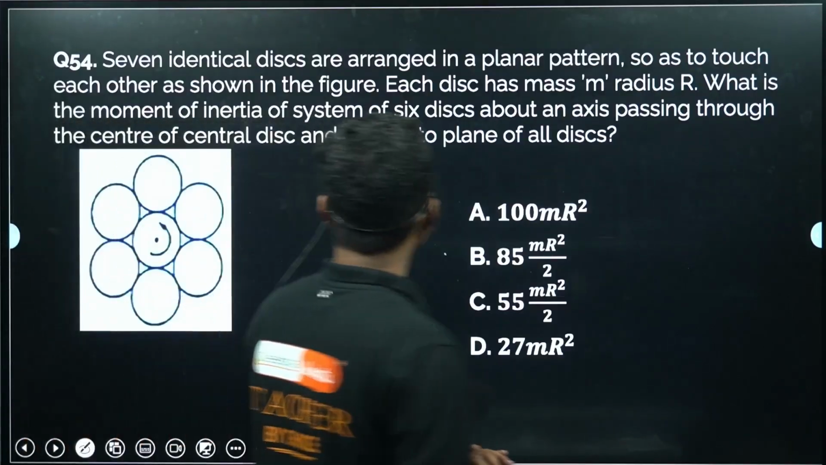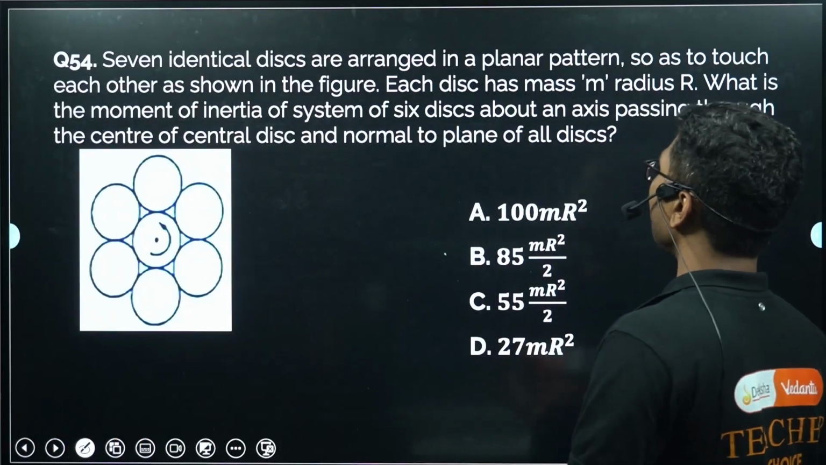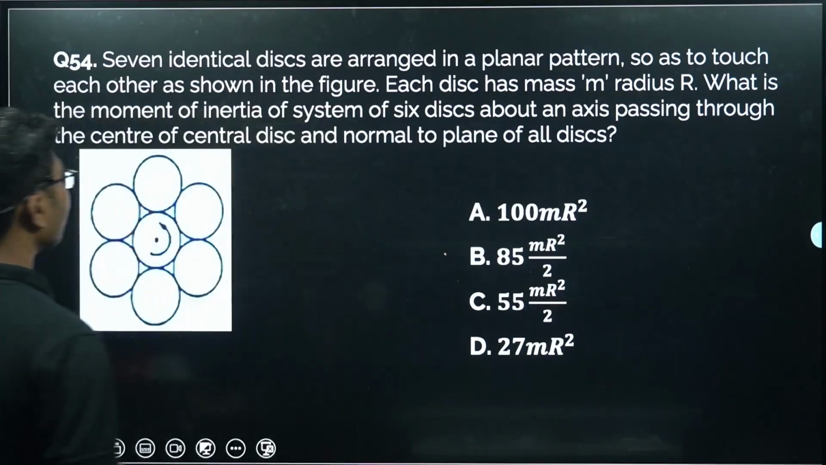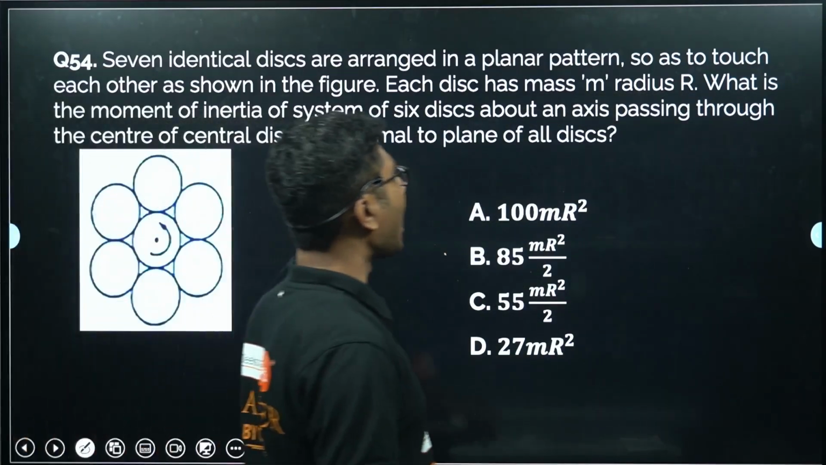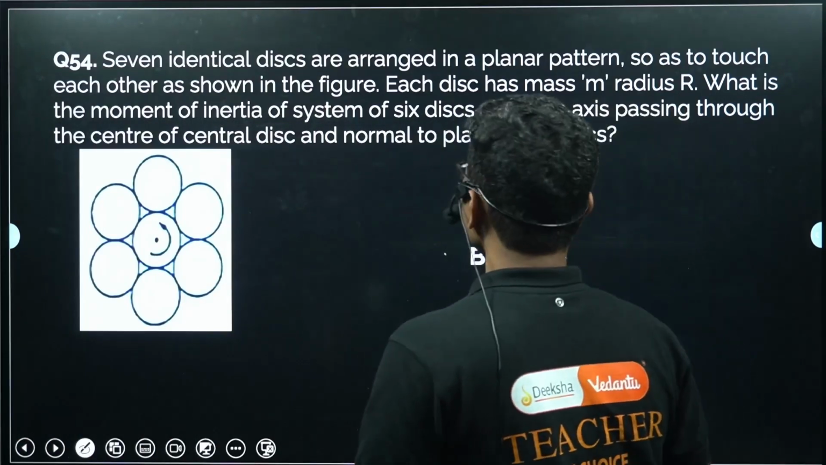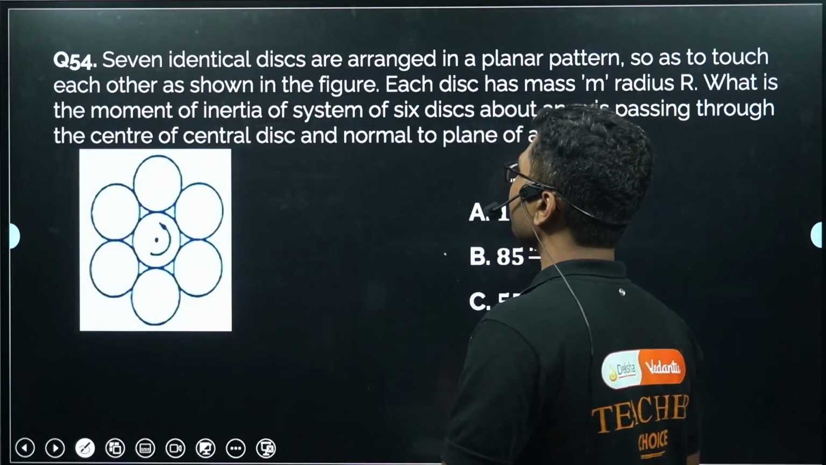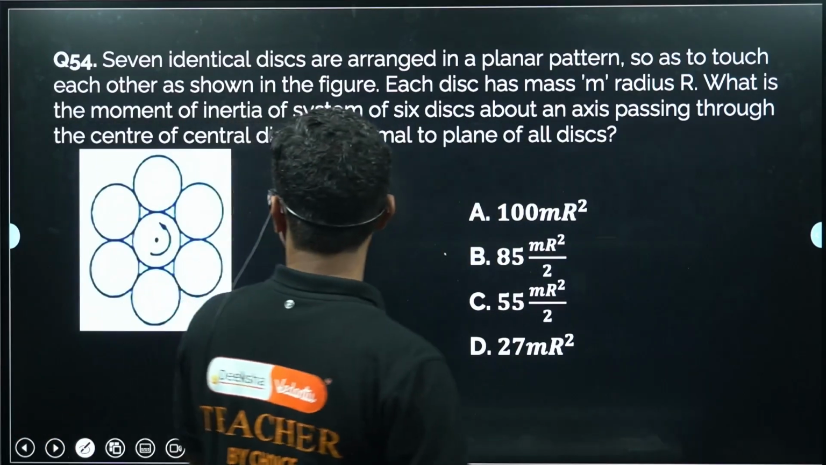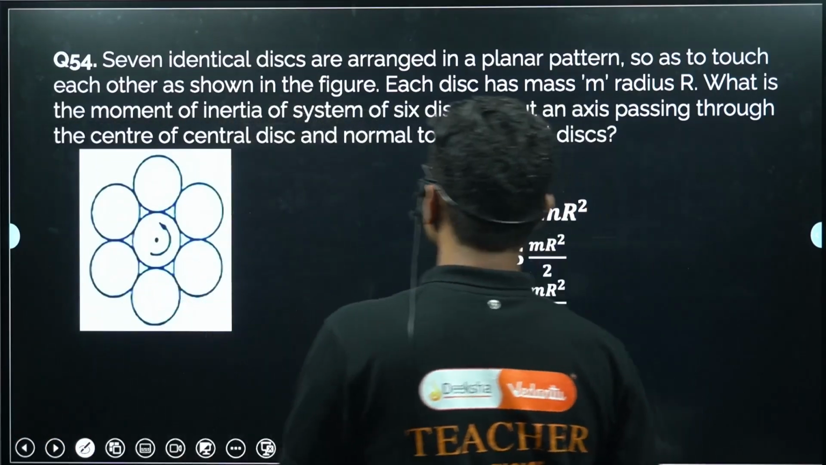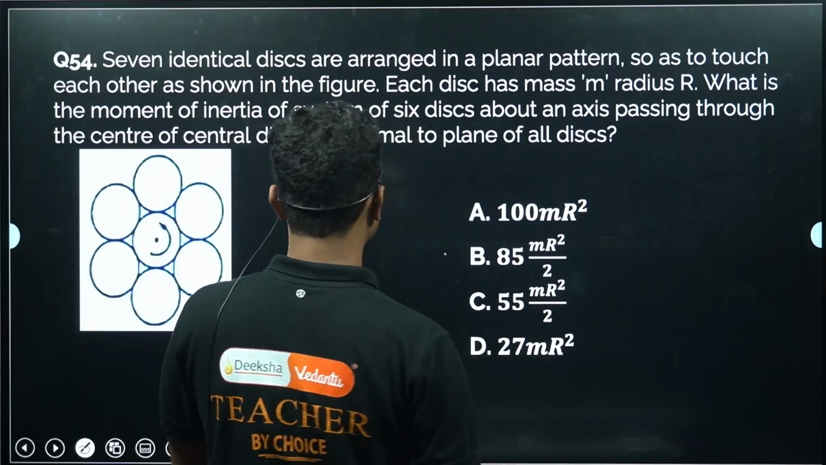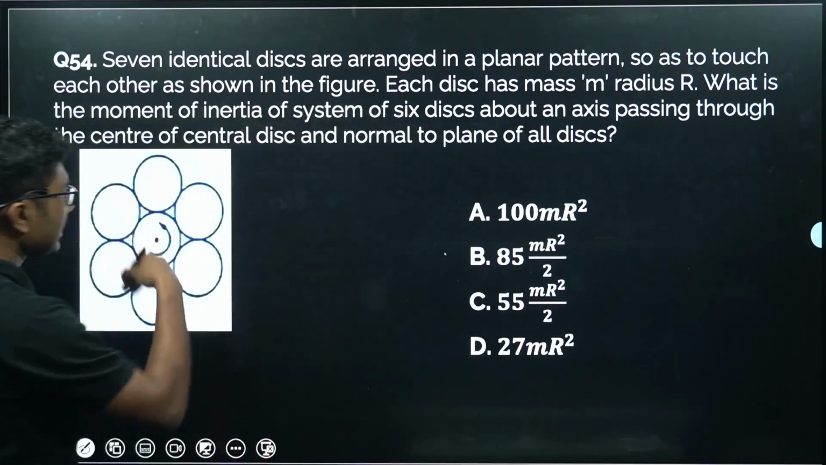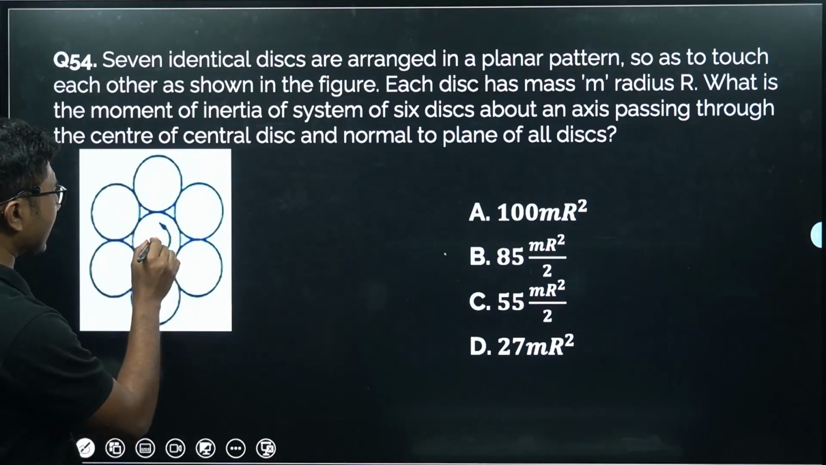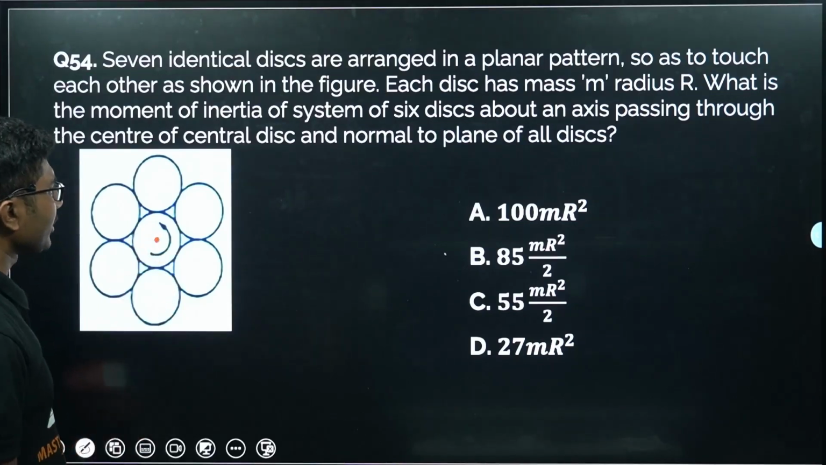Now 7 identical discs are arranged in a planar pattern so that they touch each other as shown in the figure. Each disc has mass m, radius r. What is the moment of inertia of the system of discs about the axis passing through the center of the central disc and normal to the plane of all the discs? So this is the combination, and they have asked you to find the moment of inertia about this center.